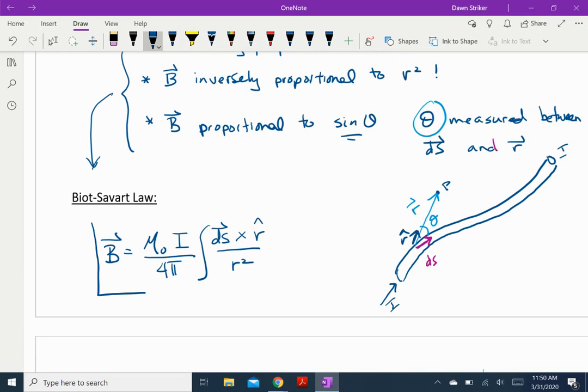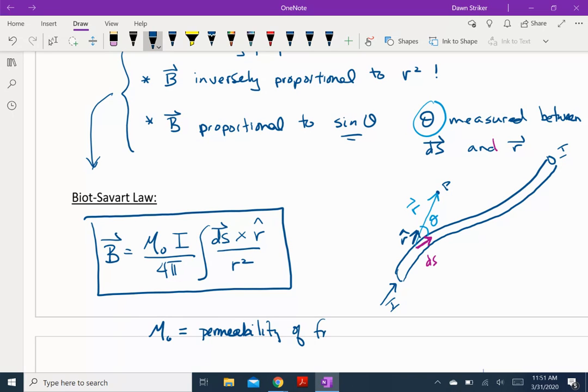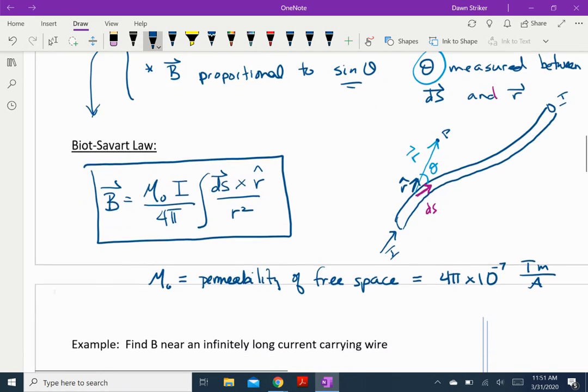Okay, so I'm going to put a big box around it because it's important. Now I need to talk about mu sub 0. Mu sub 0 is called the permeability of free space. Similar to the permittivity of free space, epsilon 0, permeability of free space comes up in magnetism, and it's equal to 4 pi times 10 to the negative 7 Tesla meters per amp. Yikes, another fundamental constant.